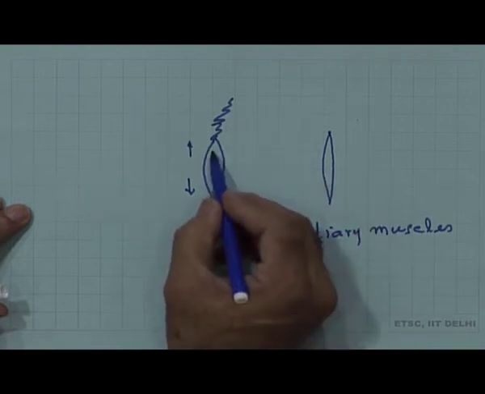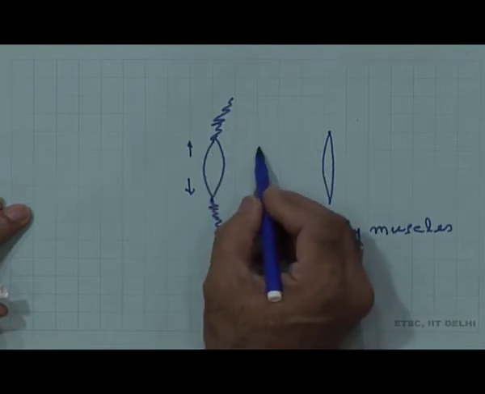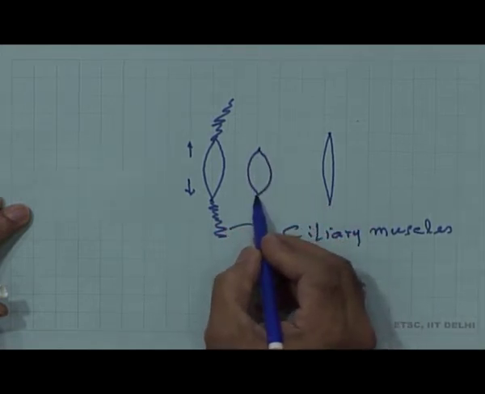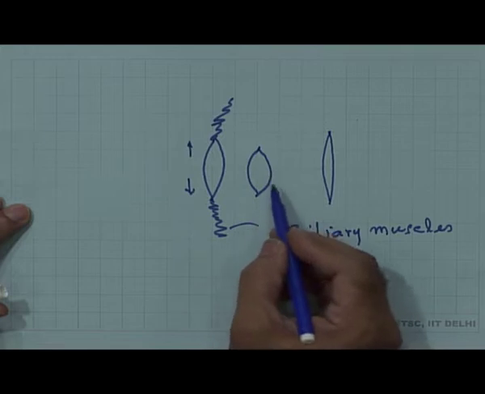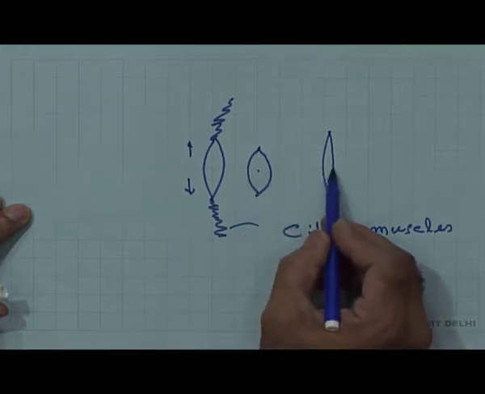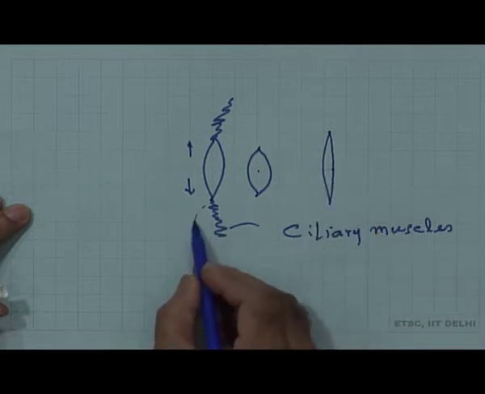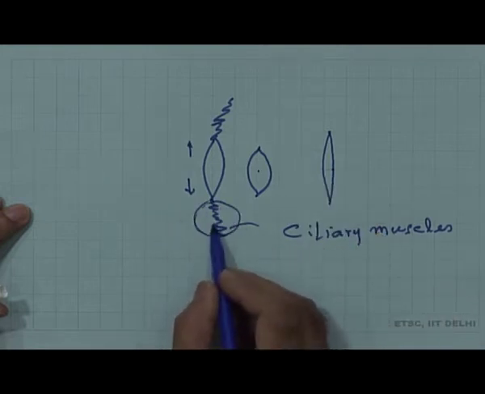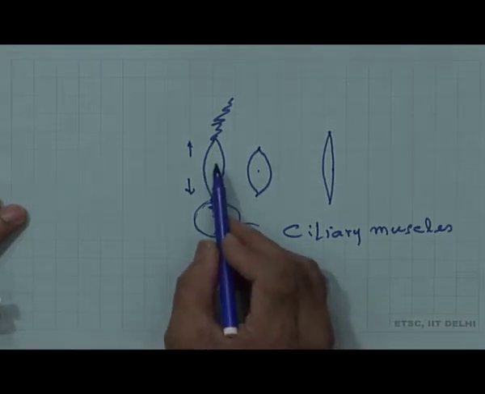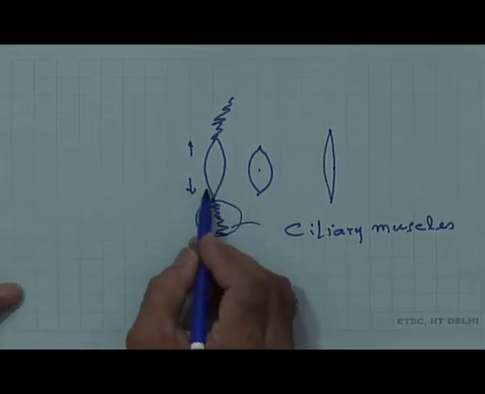Or the muscle can get contracted, which means the lens will further reduce. So, it will bulge more like this. In this case, the focal length will decrease. So, focal length will decrease or focal length will increase depending on the stretching or contraction of these ciliary muscles, and therefore, the lens, eye lens. So, this is the eye lens.